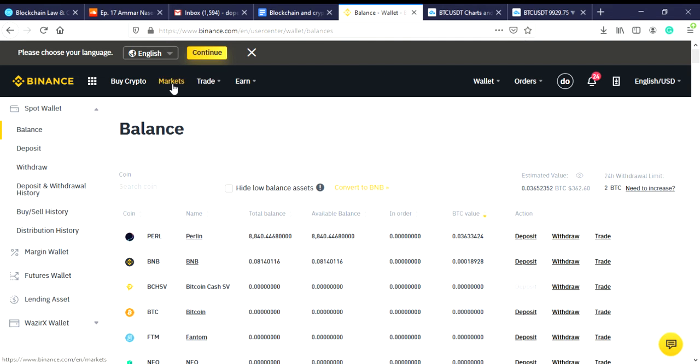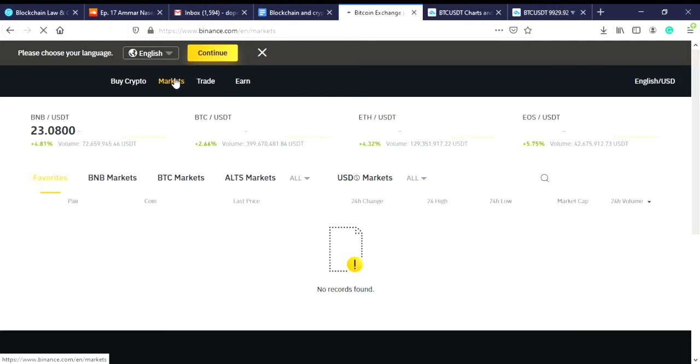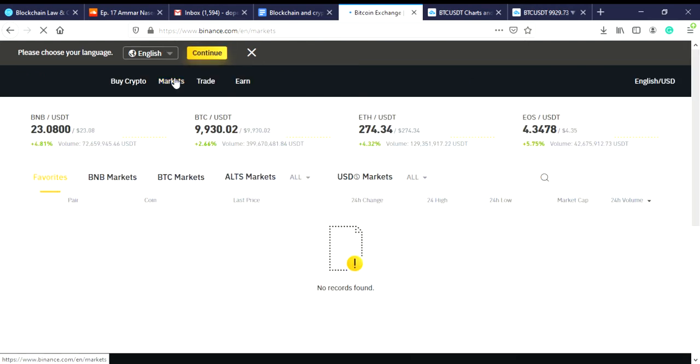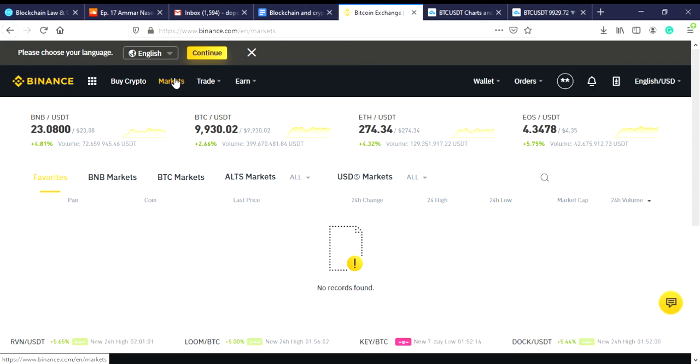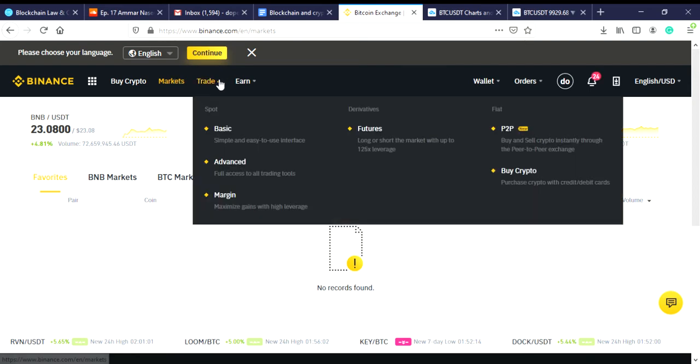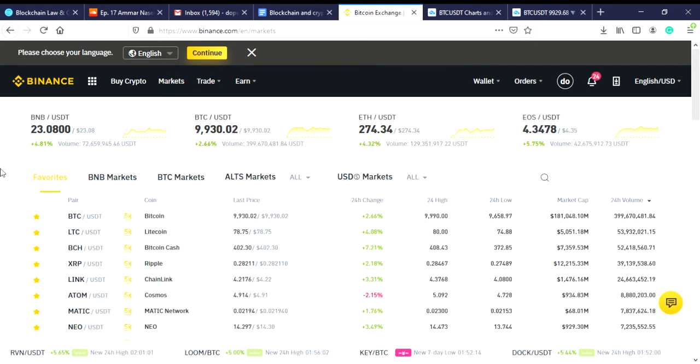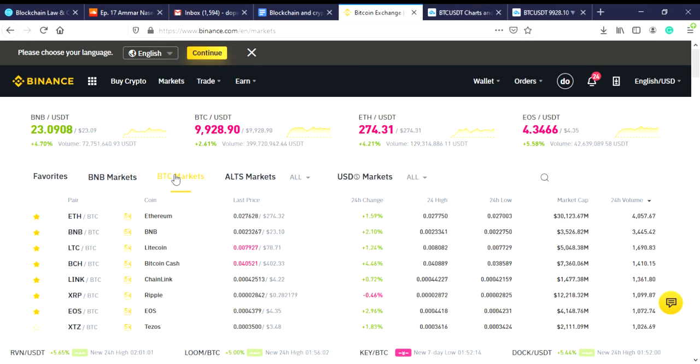So let me show you guys markets. You come down to markets if you want to trade, to see the list of all cryptocurrencies that you want to trade. These are the list of most cryptocurrencies. These are my favorites. Or you could see the BTC market, so you could trade Bitcoin against other cryptocurrencies. Don't let me scare you. For beginners, this is all you need to know for now.